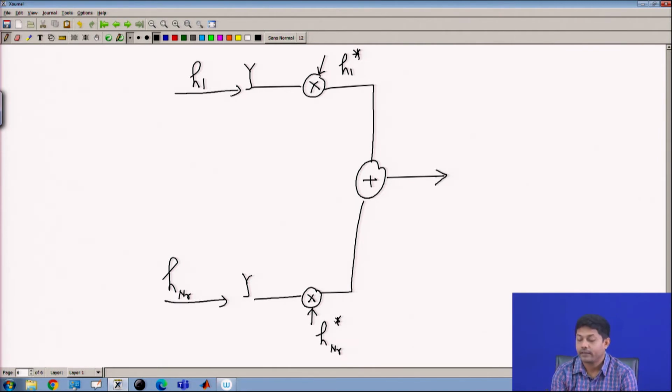And what you get is a very nice form. So basically, at this stage, whatever your data is, that is your y bar, after your digitization. Then what I do is multiply with an equalizer.